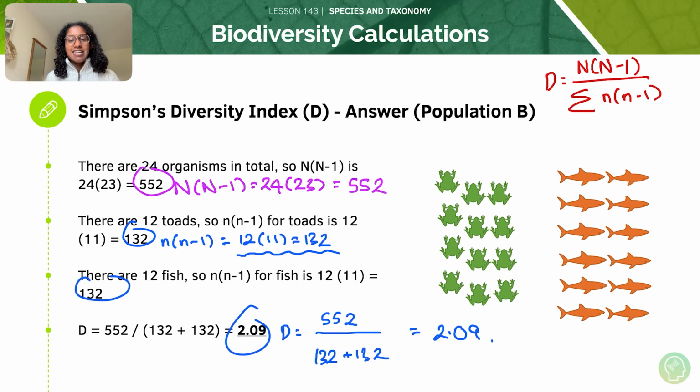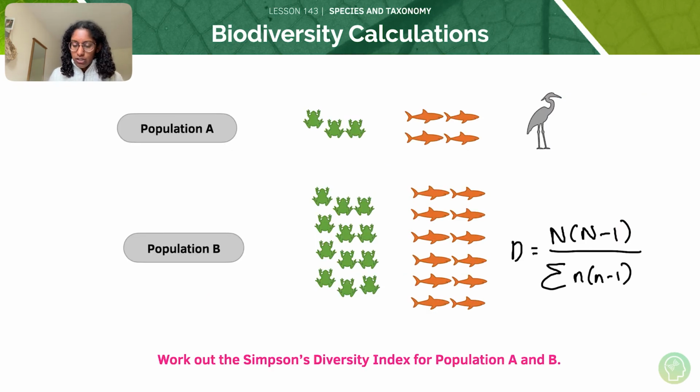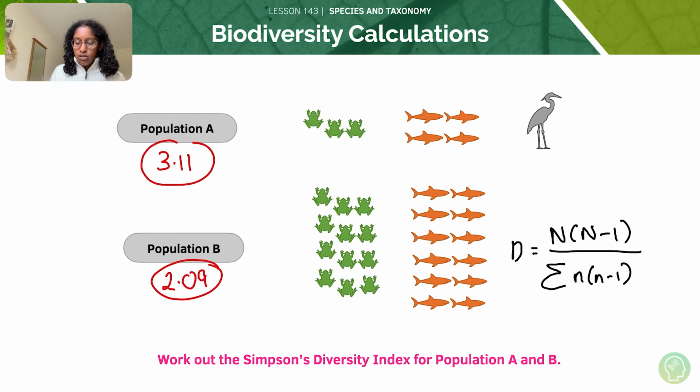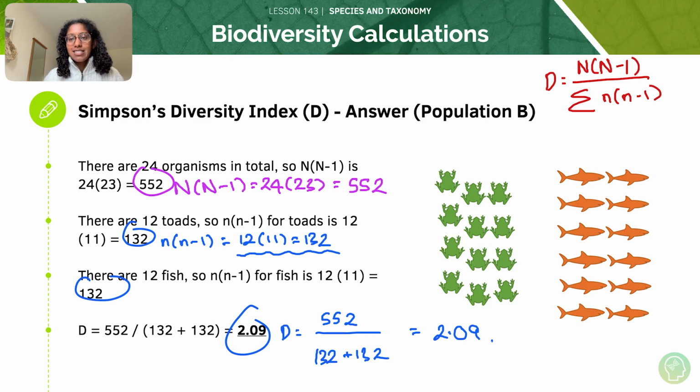So now I want us to think about, what does this actually mean? We've got a value of 2.09 for the diversity index of population B and 3.11 for population A. So you can see that the diversity index of population A is higher. So what does that mean? Well, it means that population A is more diverse than population B. Okay, so I hope that makes good sense what we mean by the diversity index.